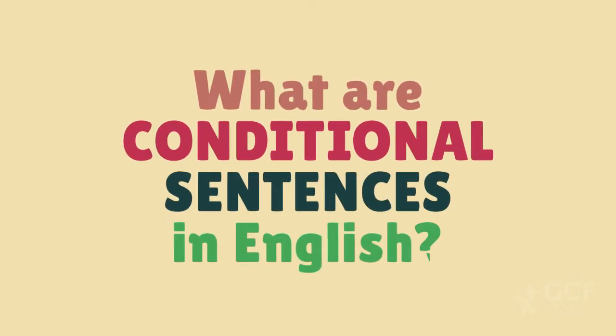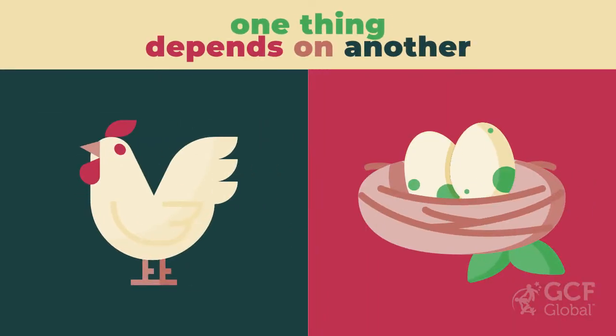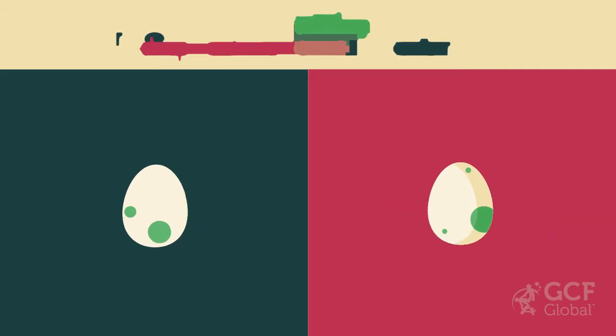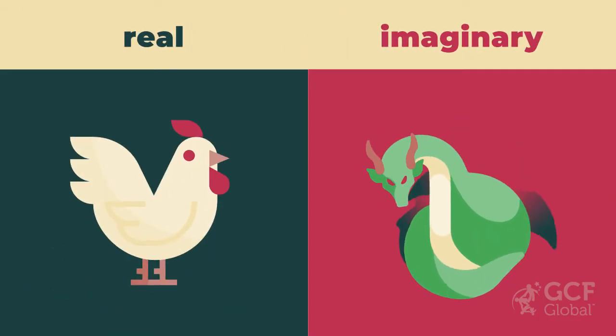What are conditional sentences in English? A conditional sentence lets us say that one thing depends on another. We can use it to talk about real or imaginary things. These sentences are formed by two clauses.